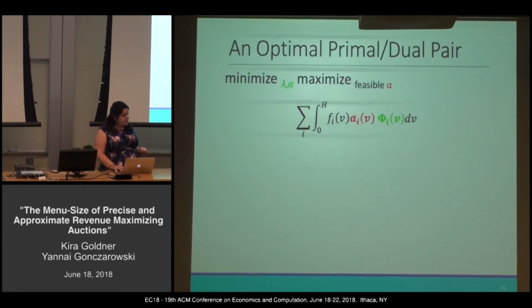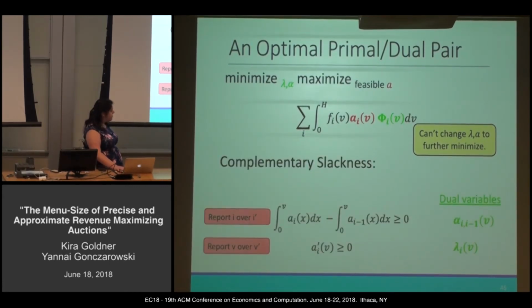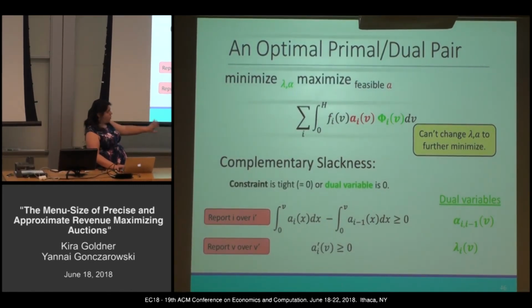And so what we wind up with is that if we have an optimal primal and dual pair here, we should be able to change the variables to further minimize. And we should have complementary slackness, which means that either our constraints in the primal should be tight or our dual variable should be 0. Okay? Now we're going to zoom in on each of these things and play with them a little to make sure we understand what that means.